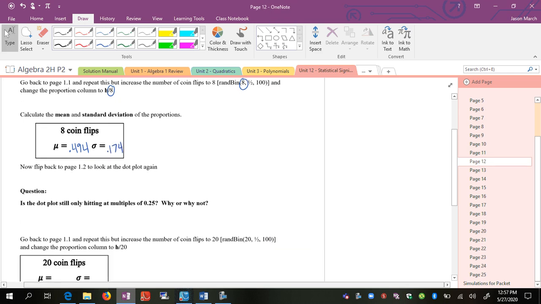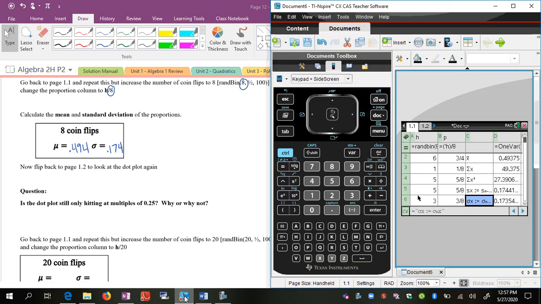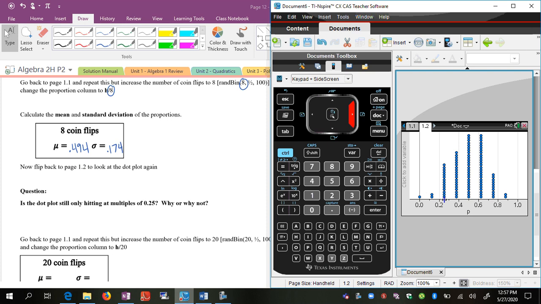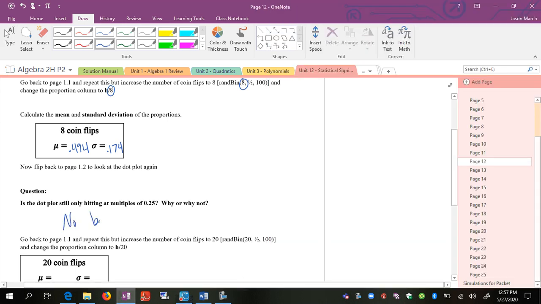Is the dot plot still only hitting at multiples of 0.25? And the answer to that, if I go back and look, is no. We have this here occurring at 1/8, 2/8, 3/8, 4/8, 5/8, 6/8. So the answer is no, because the sample size is now 8. So all of my answers are fractions out of 8, or decimals out of 8. So it's really the multiples of 0.125.